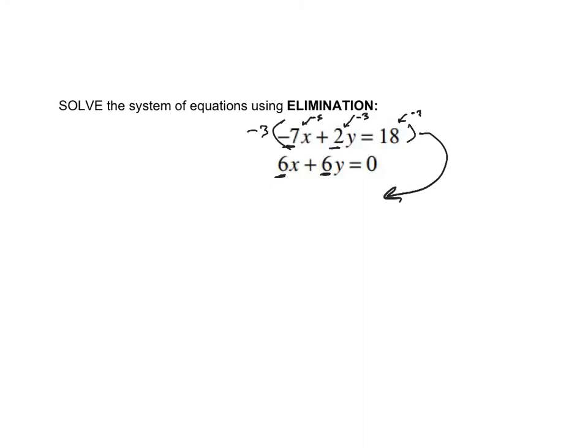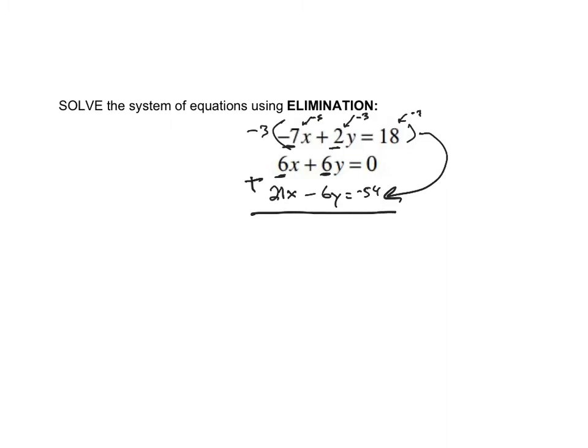So multiply the negative 7x times negative 3. That is 21x. Positive 2y times a negative 3 is a negative 6y. That's what we wanted. And 18 times a negative 3, that's going to be a little bit bigger number, but times negative 3, that is negative 54. Okay?